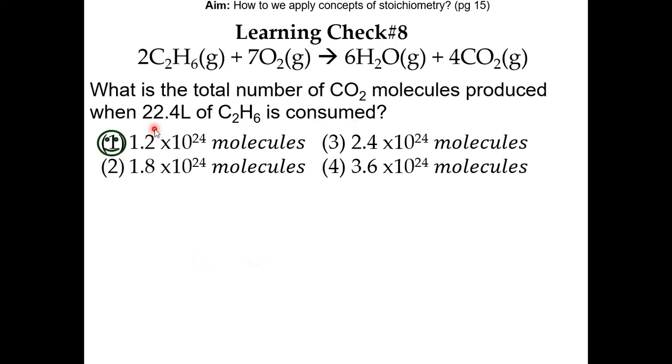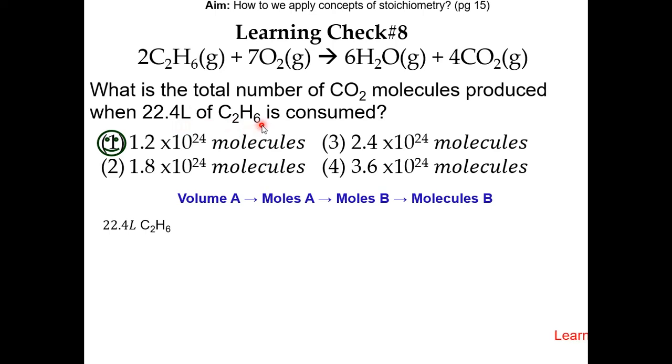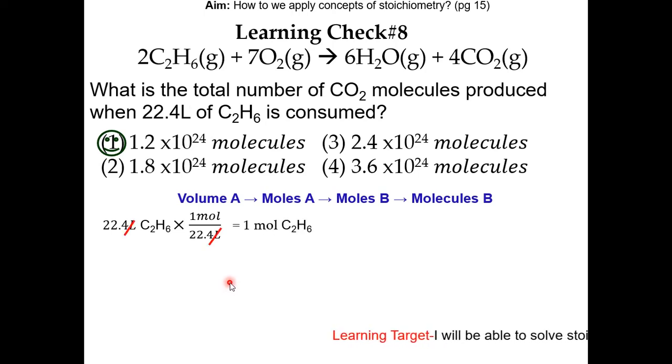In the question, we're given volume and we're solving for molecules. So the general strategy is volume of A to moles of A to moles of B to molecules of B. In the question, we're given 22.4 liters of C2H6. We must first convert it to moles by dividing by 22.4. We have 1 mole of C2H6.